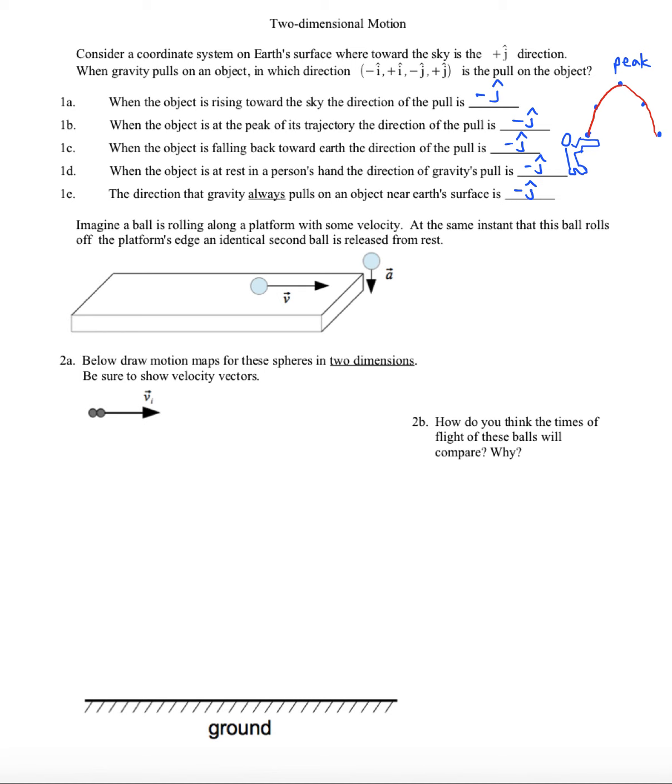Now imagine a ball is rolling along a platform with some velocity, and at the same instant that the ball rolls off the platform's edge, an identical second ball is released from rest. We want to draw motion maps for these spheres in two dimensions. The one's initially moving and the other is initially at rest. Go ahead and draw for yourself on scrap paper what you think the motion maps would look like in two dimensions. And how do you think the times of flight for these balls will compare?